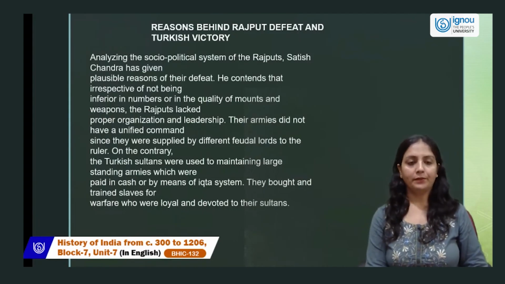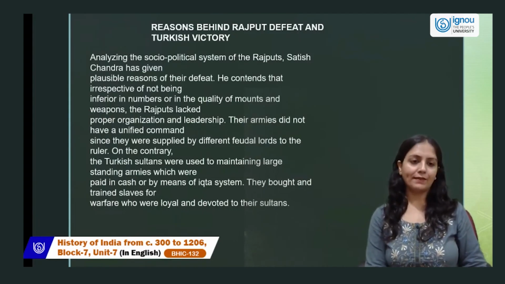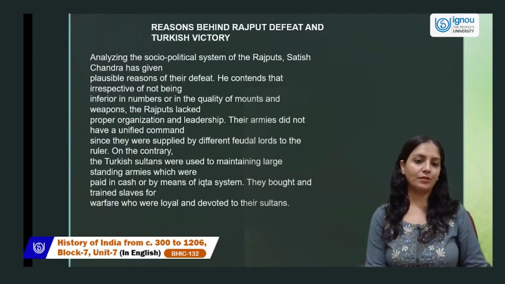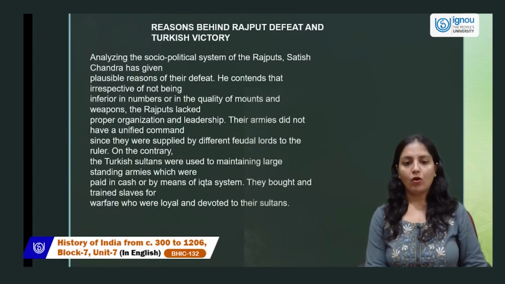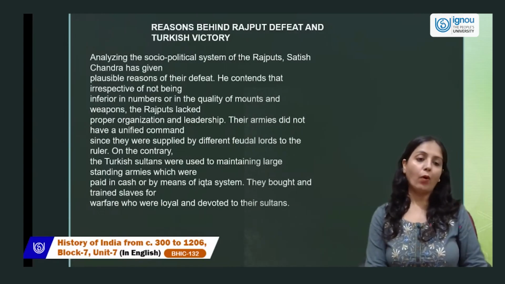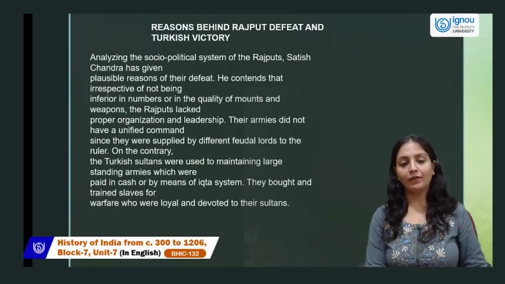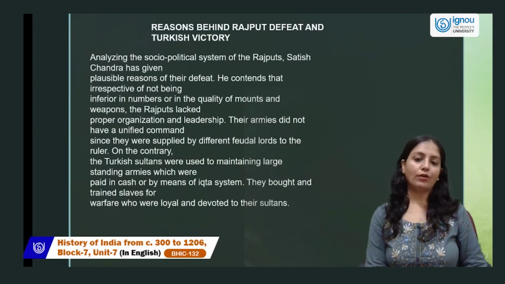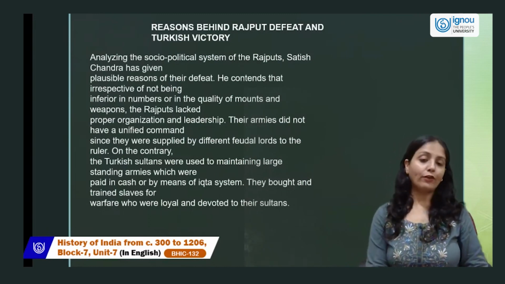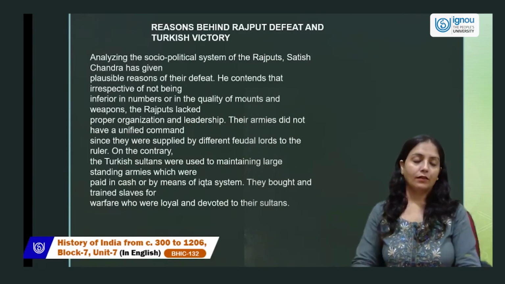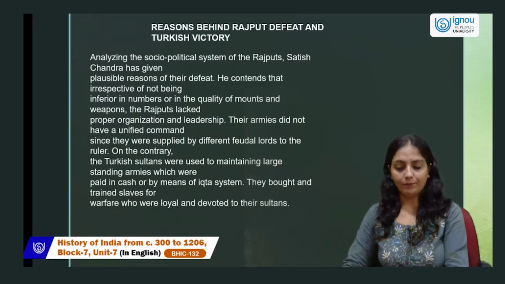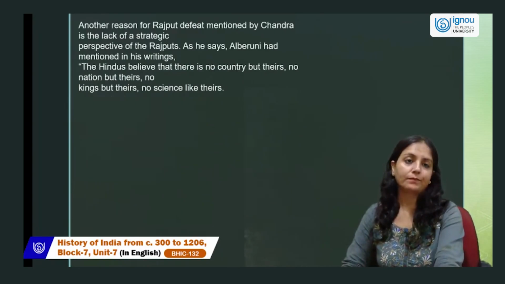lords to the ruler. On the contrary, the Turkish sultans were used to maintaining large standing armies which were paid in cash or by means of the ikta system. The ikta system was a type of tax at that time. They bought and trained slaves for warfare who were loyal and devoted to their sultans. That was very much not a good situation in the Rajputs' time. That's why they were defeated.